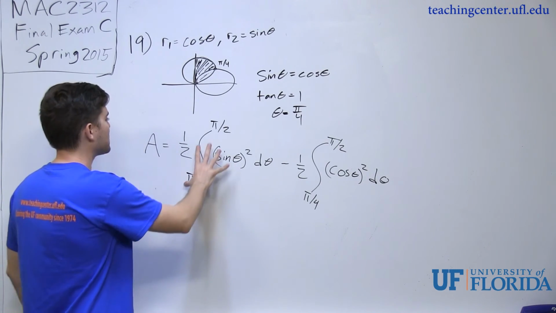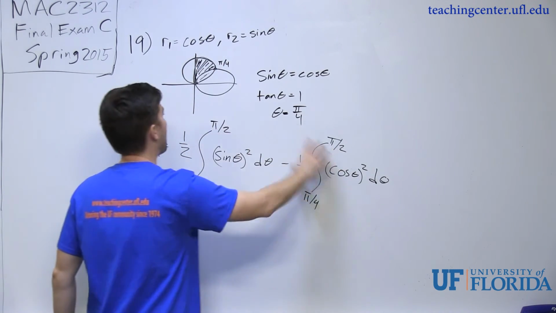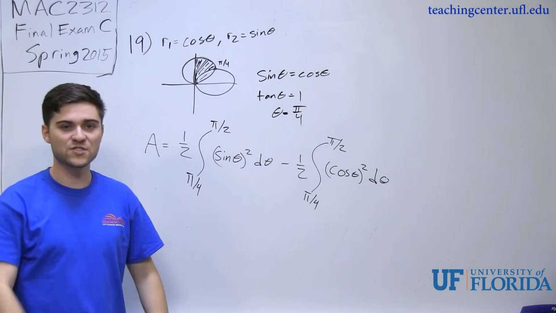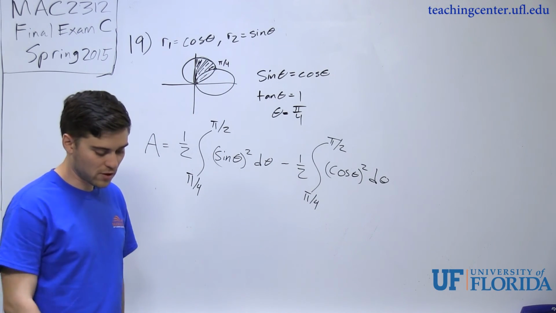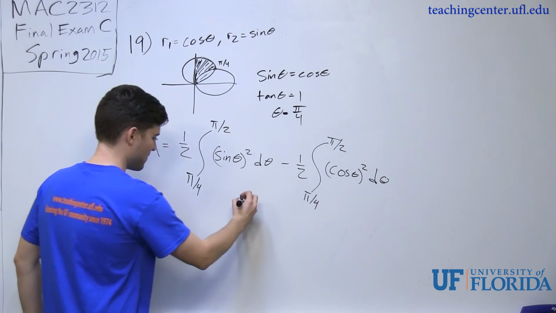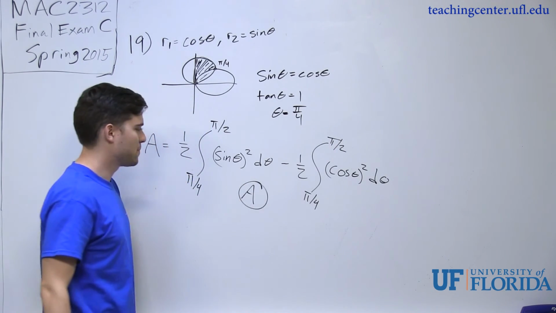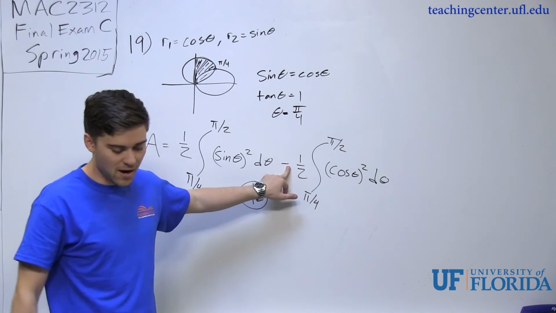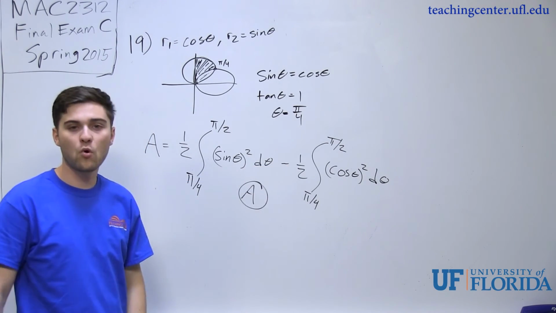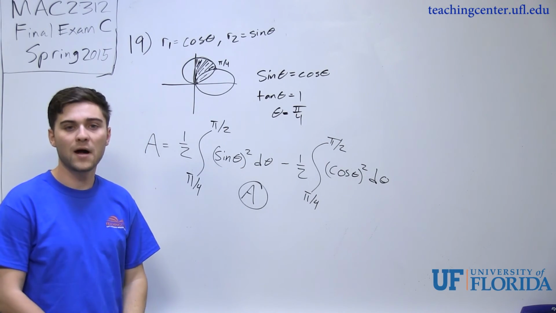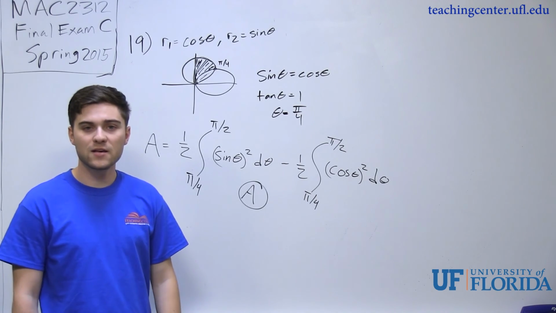Now I basically have the area of sine theta minus the area that's traced by cosine theta. If I look at my answers, I see that A matches it perfectly. They both have 1/2 up front, there's a minus sign in front of the cosine, and they're both quantity squared from pi over 4 to pi over 2. So letter A is the final answer.